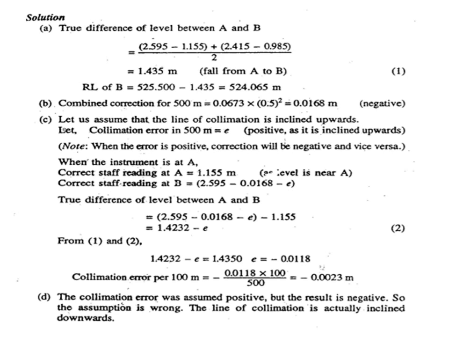So from equations 1 and 2 we get e equals minus 0.0118. Since the collimation error is negative, whatever assumption we have made is wrong. So therefore the line of collimation is actually inclined downward. Thank you friends.